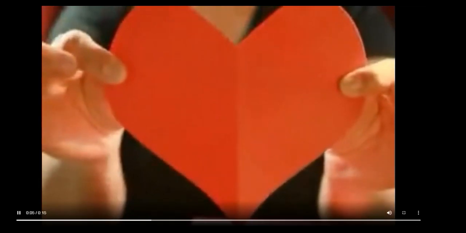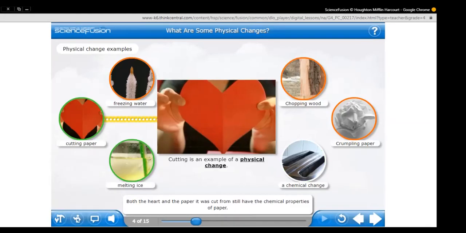Cutting is an example of a physical change. The cut-out heart shape will look different from the sheet of paper it is cut from. Both the heart and the paper it was cut from still have the chemical properties of paper. All right.